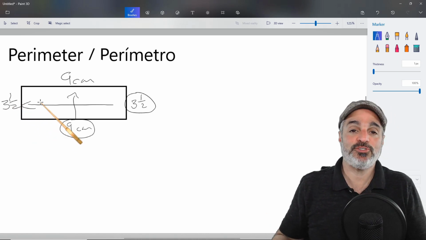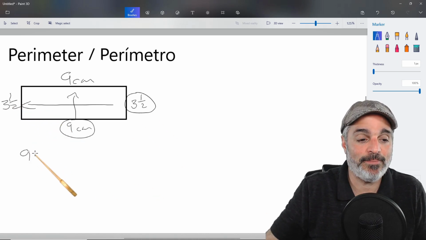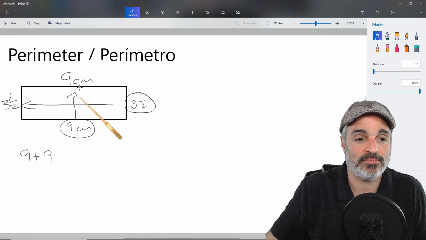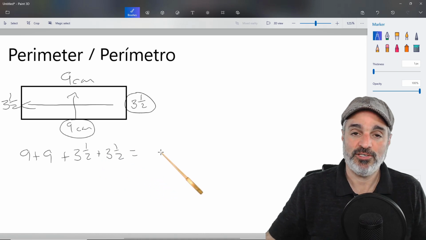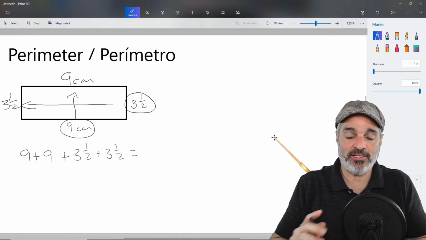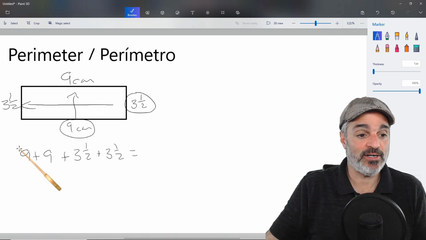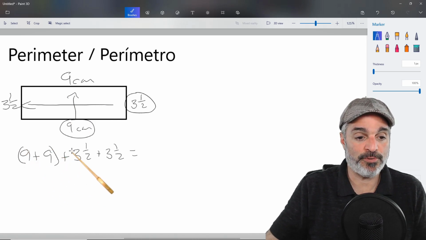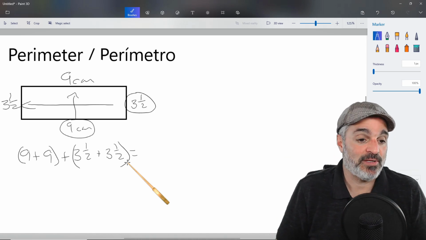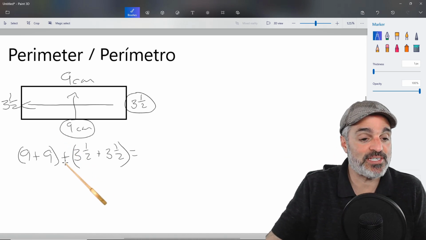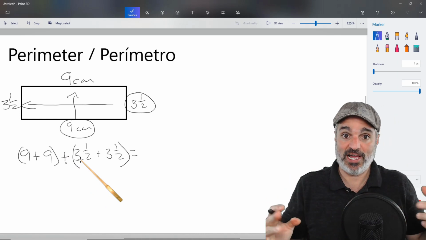Okay, now all I have to do is add 9 plus 9, the two 9s, plus 3 and 1/2 plus 3 and 1/2. You see what I did? I grouped my values, and if you want to do it even neater than that, you can put parentheses just to separate the two sets of values that are the same. But you have to leave this plus sign here because you're adding all of the sides.